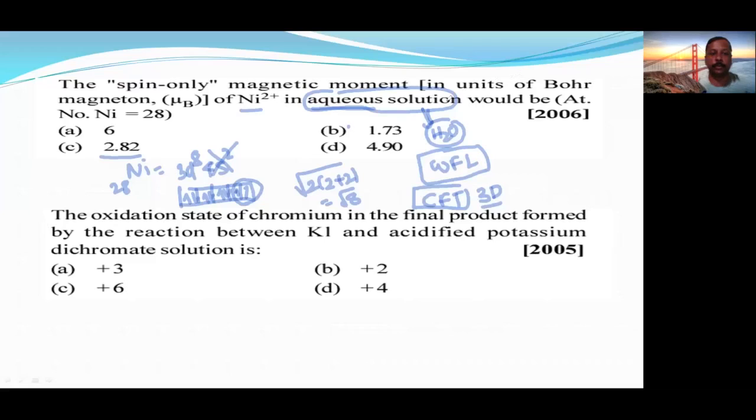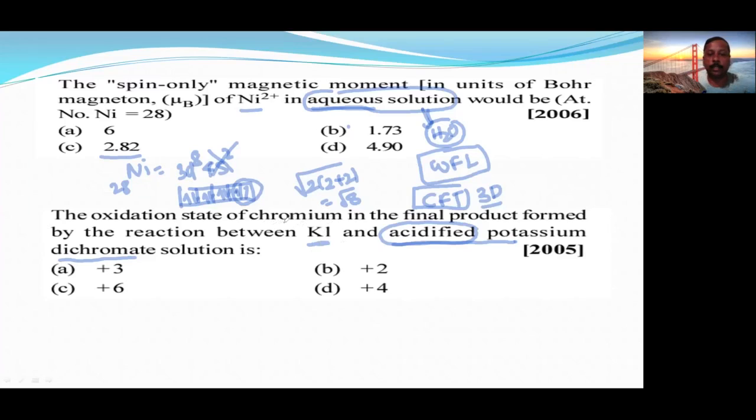Okay, now try the next question. The oxidation state of chromium in the final product formed by the reaction between, see, this is more important, KI and acidified potassium dichromate. I clearly explained in my one shot lecture. Acidified potassium dichromate oxidizes iodide to what? Okay, so it is a simple question. It oxidizes iodide to iodine.